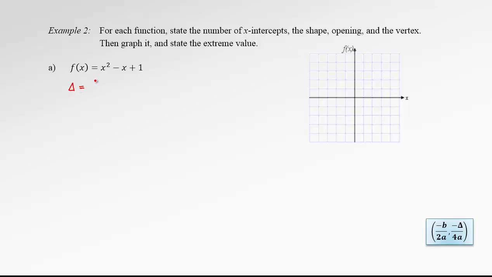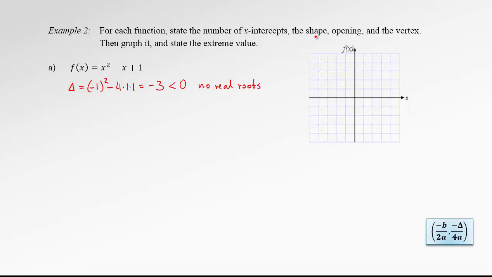Okay, the discriminant is b squared, which in our case is negative 1 squared, minus 4ac, so 4 times 1 times 1. So we have 1 minus 4, therefore it's negative 3. The discriminant is negative. What does it tell us? Well, negative discriminant means there are no real roots.